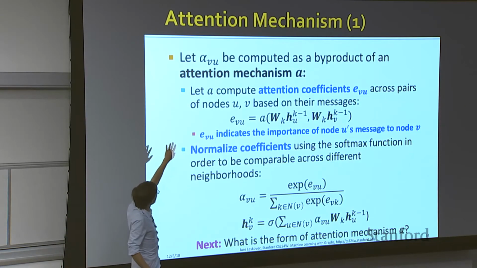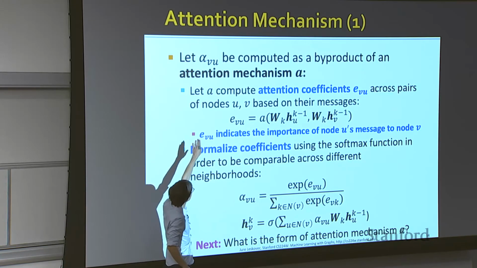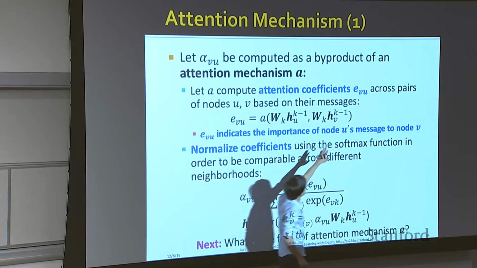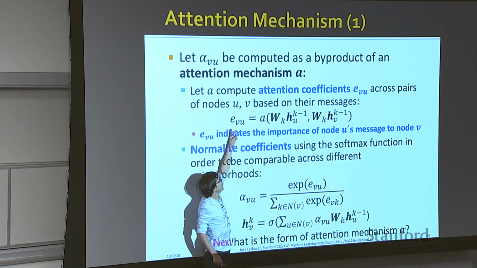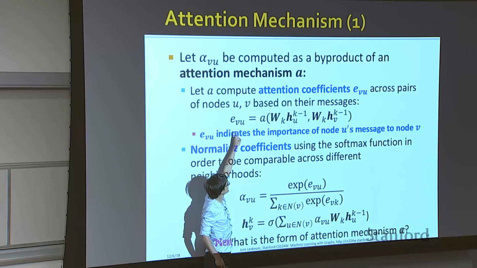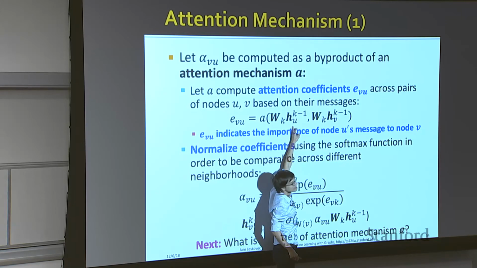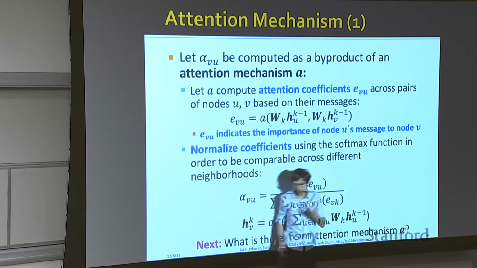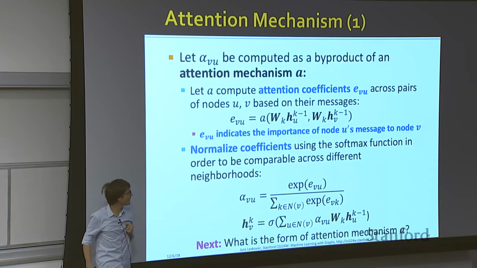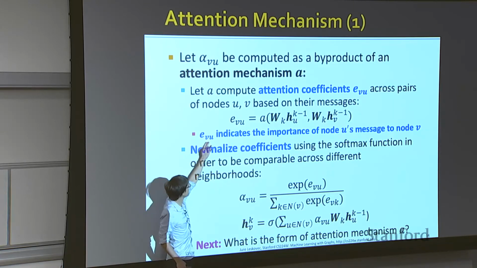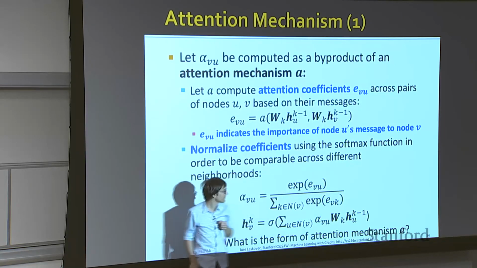Let alpha UV be computed as a byproduct of the attention mechanism A. Let A compute attention coefficients EUV across pairs of nodes based on their messages. The idea is that the edge weight EUV, of an edge UV, will simply be some combination of the content of the message at node U and the content of the message at node V. We'll have some transformation matrix and some function A that will combine these two together. The idea is that this EUV will indicate the importance of node U's message to node V.